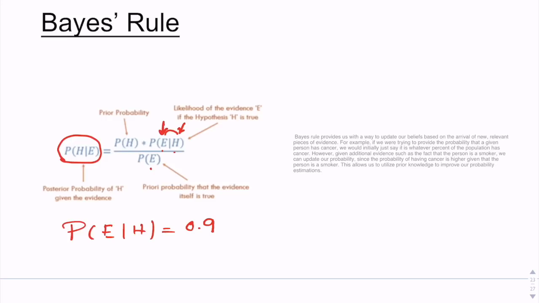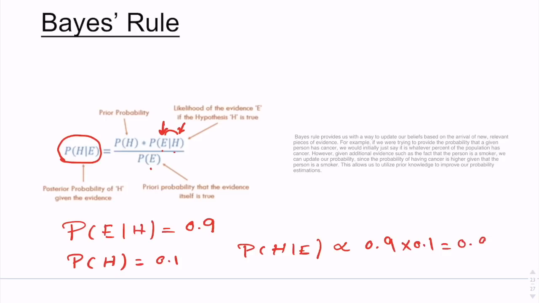But if we multiply by P of H, say the probability that a person in general with these characteristics has cancer is 0.1, then if you multiply these two, the probability of H given E is proportional to 0.9 times 0.1, which is 0.09. So that probability has now dropped to 9% rather than 90% because of this prior.